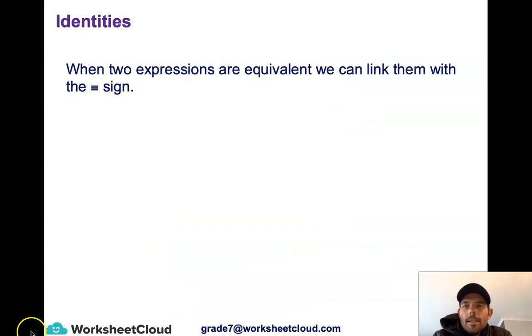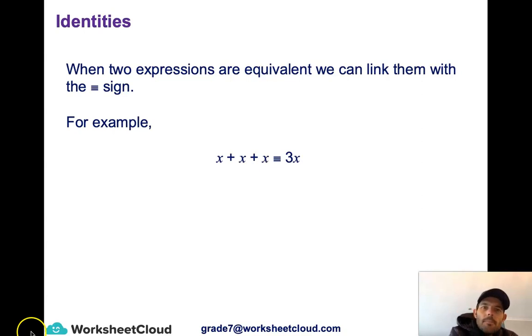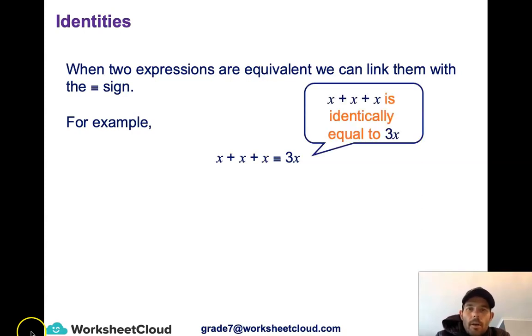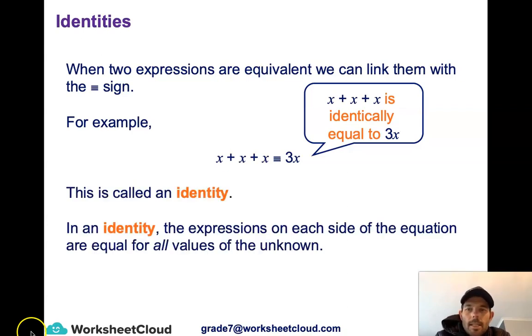Let's have a look at identities. What this means is when 2 expressions are equivalent, we can link them with that sign that's on your screen. It's like an equal sign, except it has 3 identical parallel lines. So for example, x plus x plus x is the same as 3x. Remember, 3x means 3 multiplied by x. As the speech box says, x plus x plus x is identically equal to 3x. That is what those 3 lines mean. Okay? They are identical. This is called an identity.